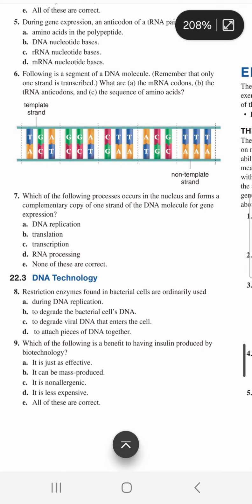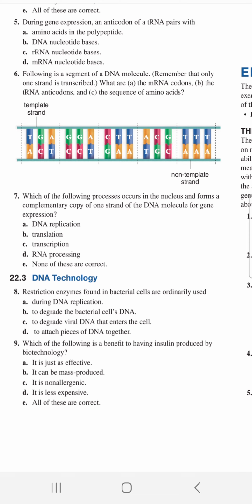Question number 7. Which of the following processes occur in the nucleus and forms a complementary copy of one strand of the DNA molecule for gene expression? So I want a complementary copy of the strand of DNA molecule for gene expression, and this process occurs in the nucleus, so it is transcription.